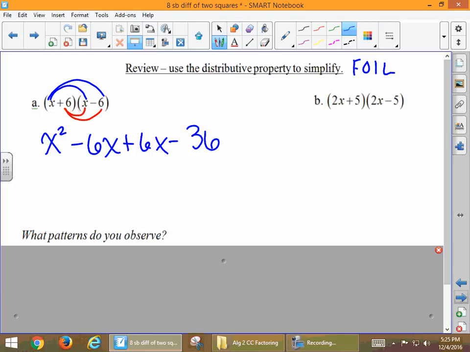Once we take a look at that, what we see is we have a negative 6x and a positive 6x, and those two terms cancel out. So we're left with x squared minus 36.